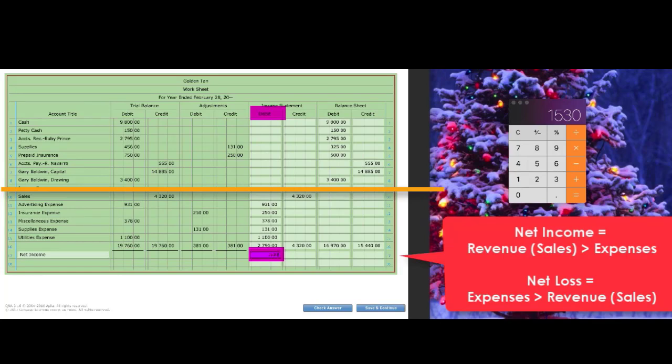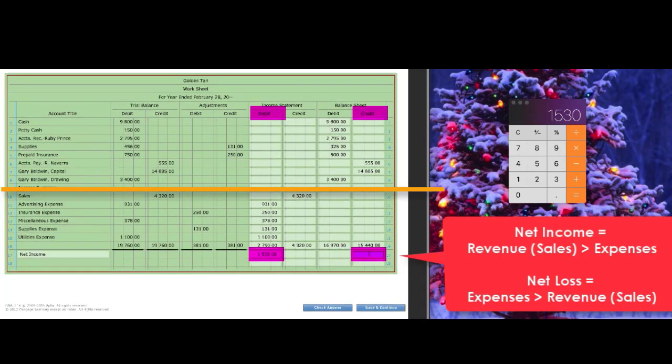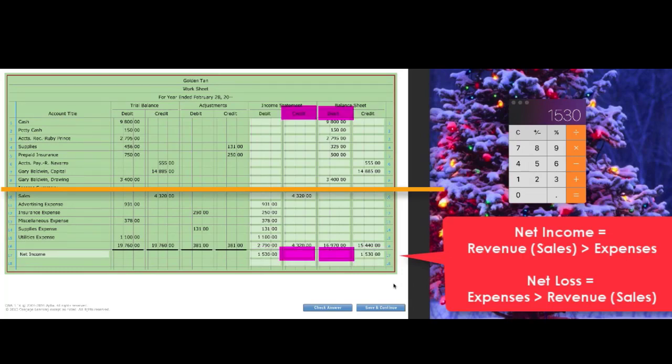So 1,530. Now that I have a debit, I need a matching credit. And so instead of putting my matching credit into the income statement, I'm going to put whatever the opposite that I need into my balance sheet column. So my matching credit is going to go into the balance sheet's credit column, 1,530. If I had a net loss, I would have an income statement credit and a balance sheet debit.